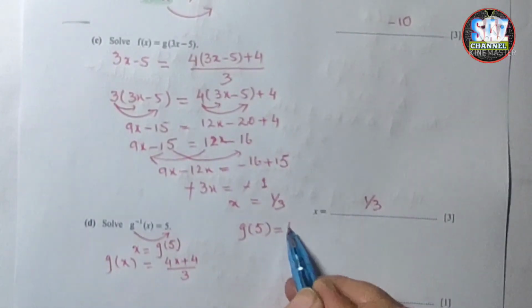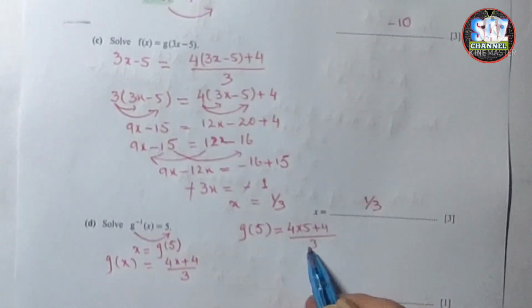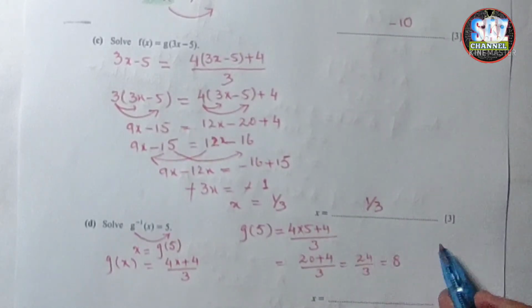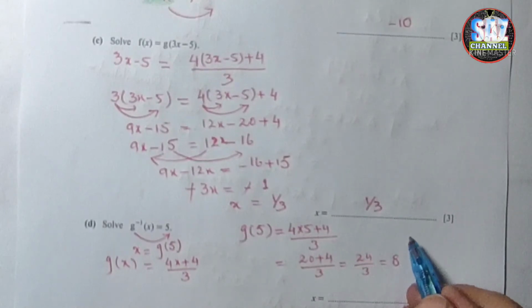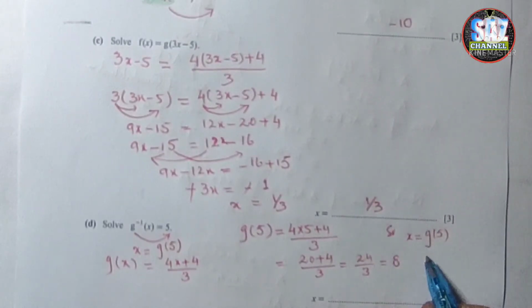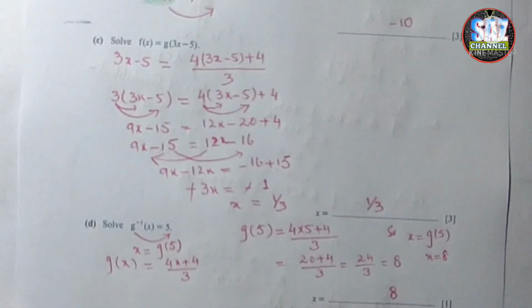g of 5 equals to 4 multiplied by 5 plus 4 over 3. This will be 20 plus 4 over 3, or 24 over 3, which is equal to 8. So x is g of 5, and this will become x equals to 8. Really easy and interesting question. And let's move to the next question.